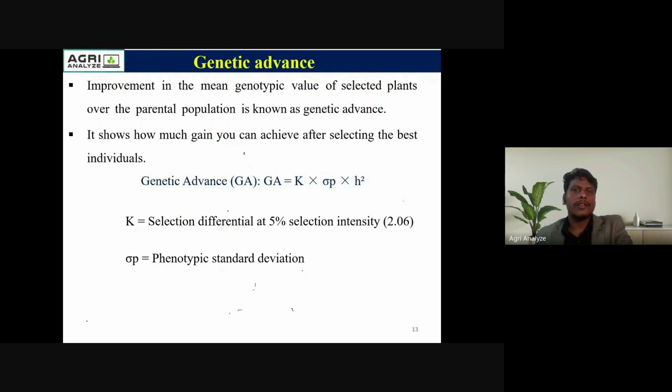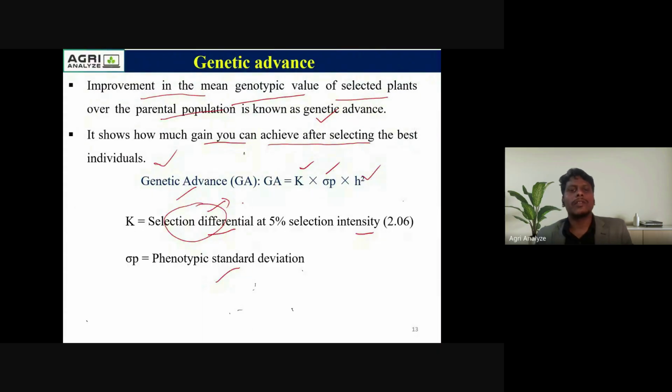Coming to the next slide, this is the genetic advance. Improvement in the mean genotypic value of the selected plants over the base population is called the genetic advance. So it is how much gain you can achieve in the next generation after selecting the best individuals. Here, in the genetic advance formula, K is the selection differential at 5% selection intensity, and σP is the phenotypic standard deviation, and this is the heritability.